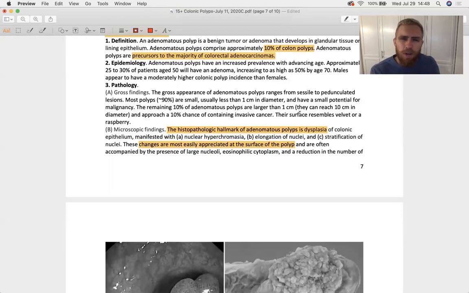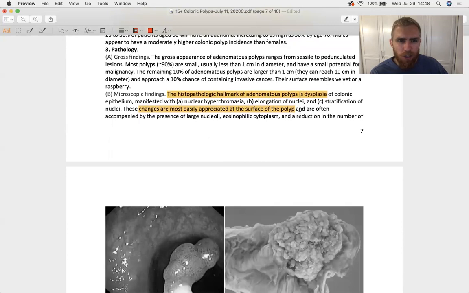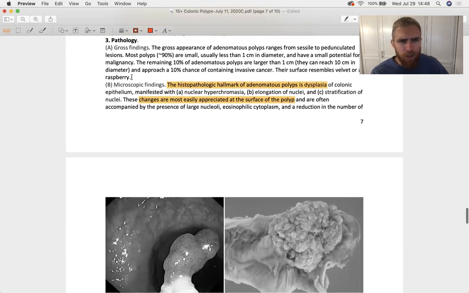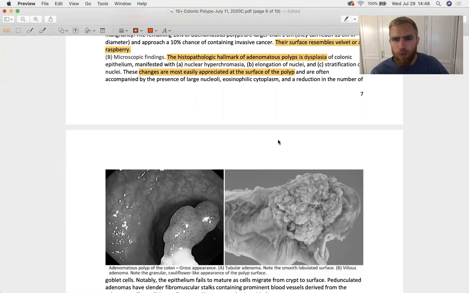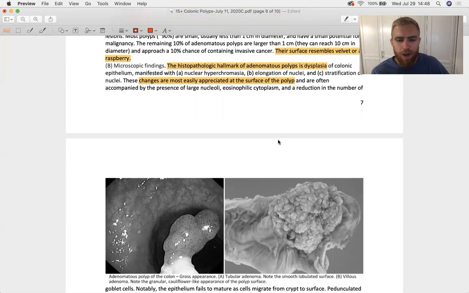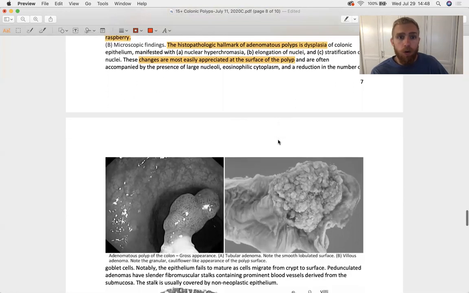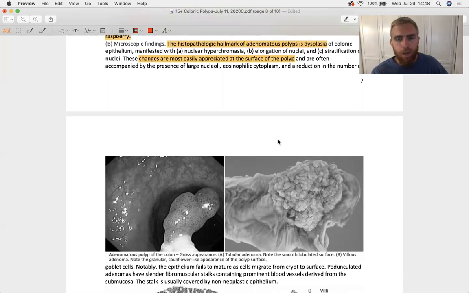Incidence of these adenomatous polyps is as high as 50% by age 70. That's a pretty impressive statistic. You don't need to know too much about what they look like grossly because there's such a variation within gross polyps. Their surface resembles velvet or a raspberry. I take that to mean it's pretty smooth and obviously erythematous. What you do need to know is the histology, because the biopsy is how we make the diagnosis, not how it looks to your eyes grossly.